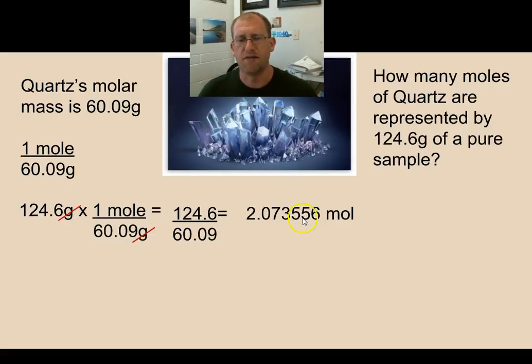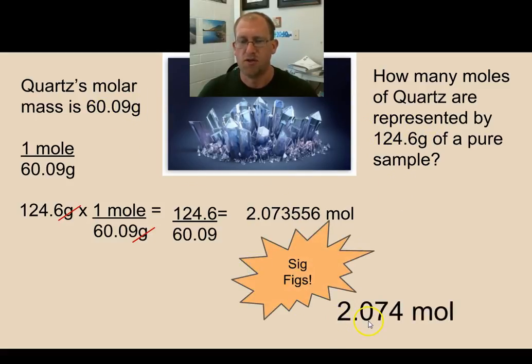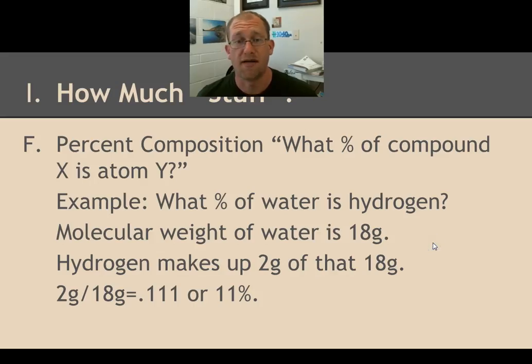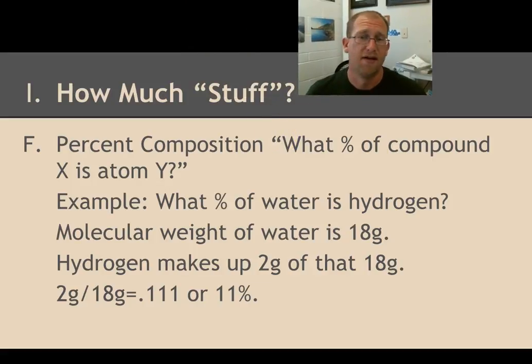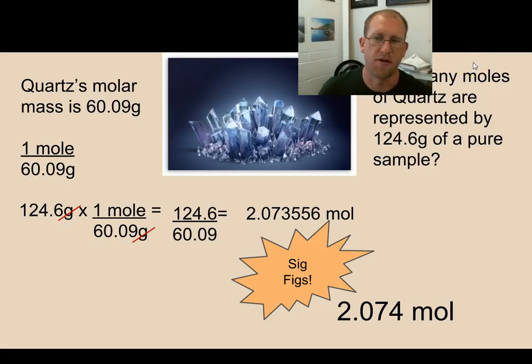Well, that's too many significant digits. I only had 4 significant digits and 4 significant digits, so I've got to correct, right? 2.074 moles. So that's how this kind of math works. You're going to do this so many times. You'll be doing math mole conversions a lot this week and next week, and honestly, the rest of chemistry, okay?